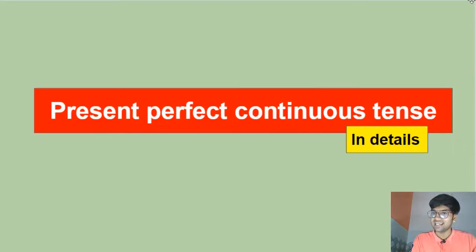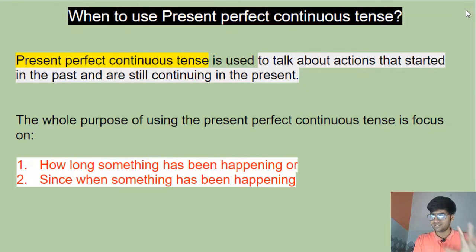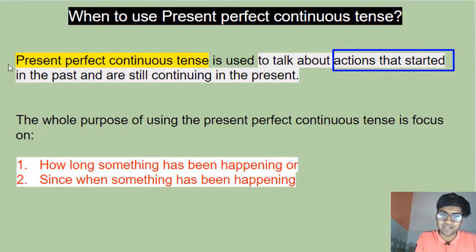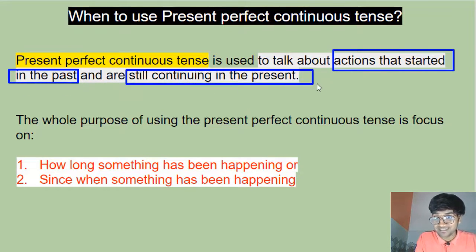Let's do it. All right, let's understand when to use present perfect continuous tense. It's very simple, guys. Just understand this, okay? Present perfect continuous tense is used to talk about actions that started in the past and they're still going on in the present, right? They started in the past, but they're still continuing in the present. That's how we use present perfect continuous tense. Just focus on two things. We're talking about actions that started happening in the past, all right? And they are still going on in the present, right?